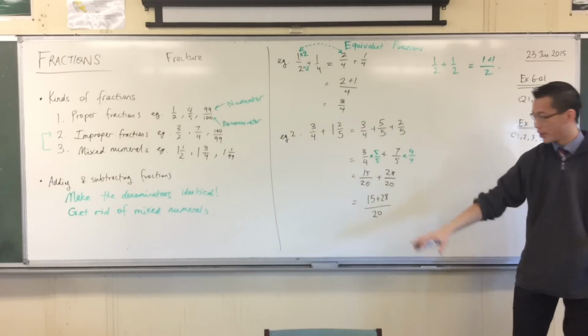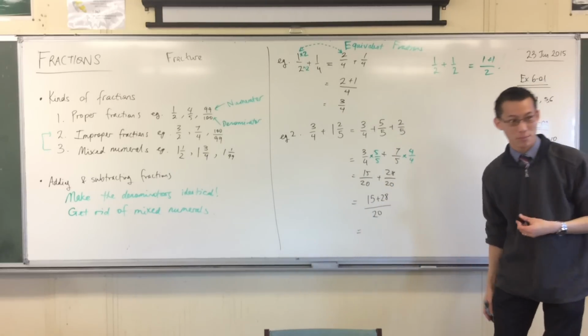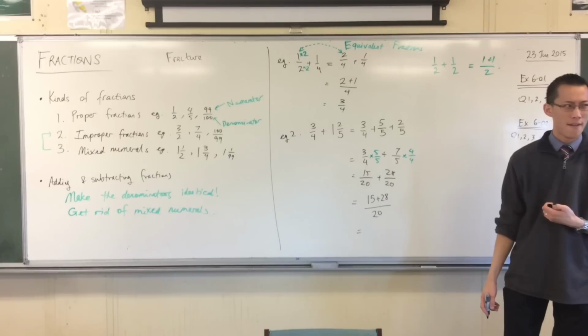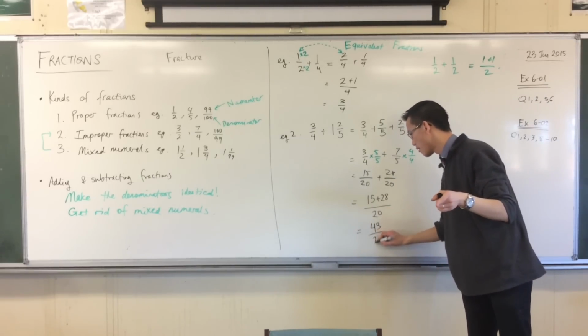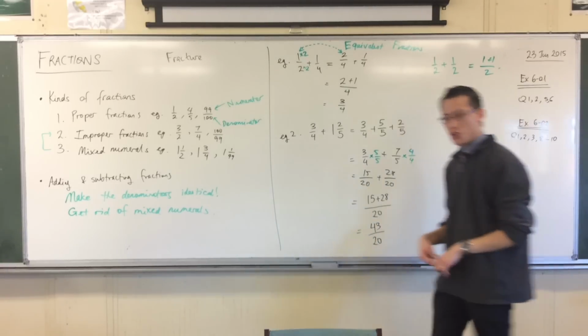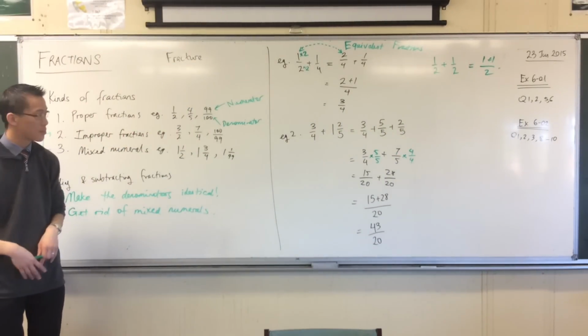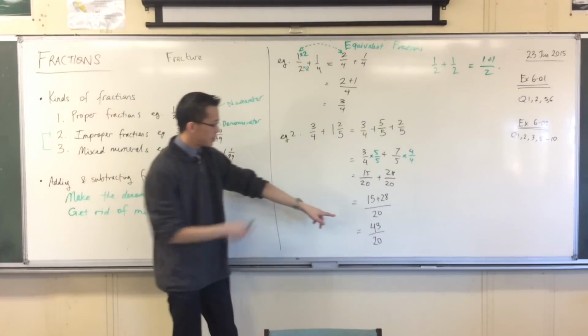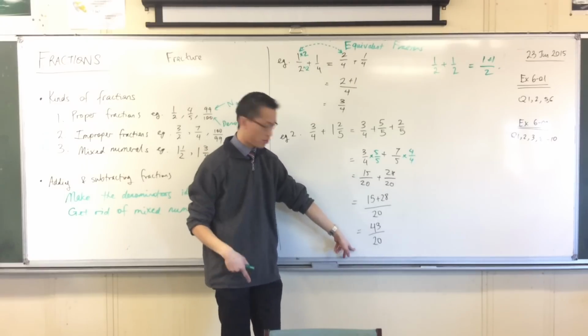Okay, so we can see what's going on there. 15 plus 28. 43 over 20. And you're finished. Okay, you're finished. You could, if you liked, and sometimes the question will ask you to do this, but I haven't. You could, see how it started with mixed numerals, you might like to put it back as a mixed numeral. That might be useful to you, okay?